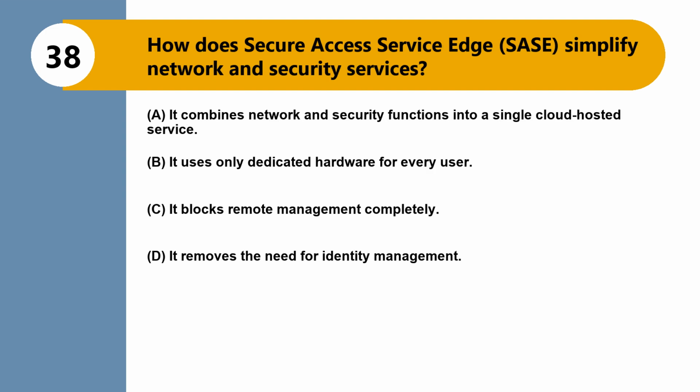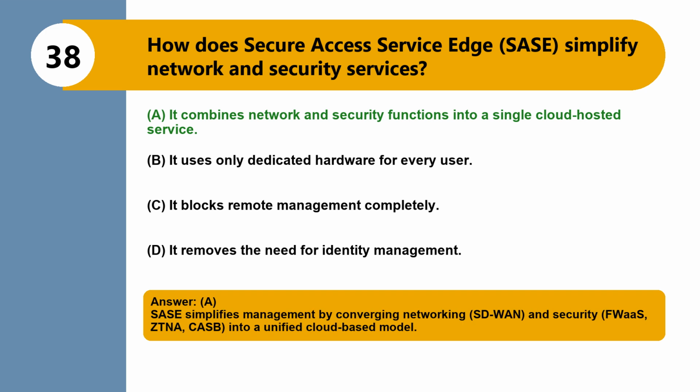Question 38. How does Secure Access Service Edge, SASE, simplify network and security services? Option A. It combines network and security functions into a single cloud-hosted service. Option B. It uses only dedicated hardware for every user. Option C. It blocks remote management completely. Option D. It removes the need for identity management. The correct answer is option A. It combines network and security functions into a single cloud-hosted service. SASE simplifies management by converging networking, SD-WAN, and security, FWaaS, ZTNA, CASB, into a unified cloud-based model.